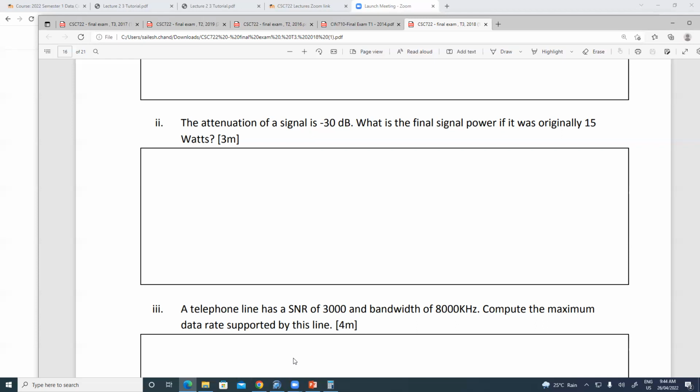Right? So remember, if there is a negative decibel value, there is a loss of power. So in this case, you should get something below 5. If your answer is more than 5, you should be concerned about why it is more than 5 when there is a loss in power. Right?